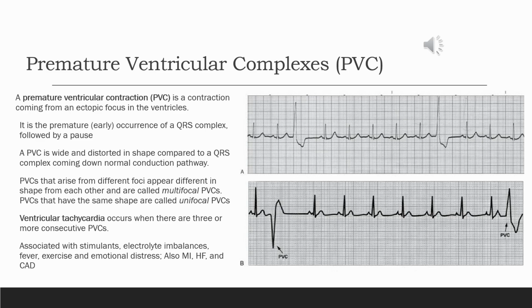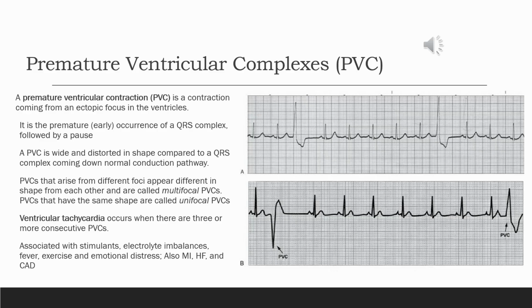So we have different types of PVCs. They can be classified into their type depending on their pattern. So we have a unifocal PVC. These are going to be PVCs that are originating from the same ectopic focus, so they're going to appear identical in their shape, which is what you see on that top strip. The 2 PVCs that you see there, the wide distorted QRS complexes, you can see they look the same.